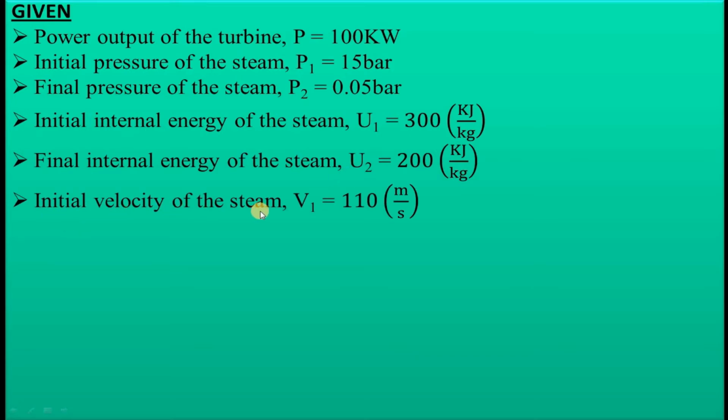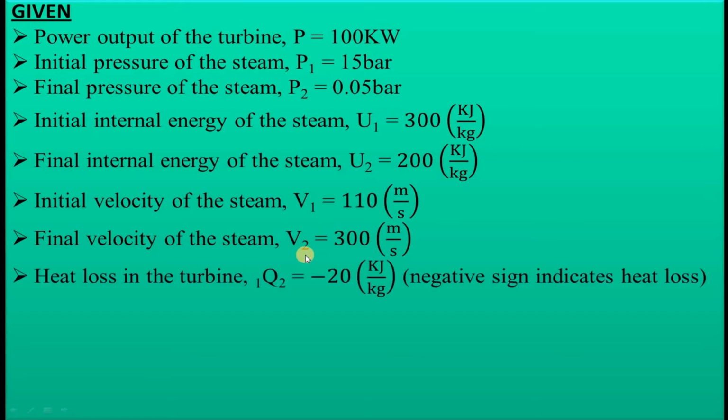Sixth, initial velocity of the steam is 110 meter per second and it is taken as capital V1. Seventh, final velocity of the steam is 300 meter per second and it is taken as capital V2. Eighth, heat loss in the turbine is minus 20 kJ per kg and it is taken as 1Q2. This negative sign indicates heat loss because the sign convention for heat loss is negative.